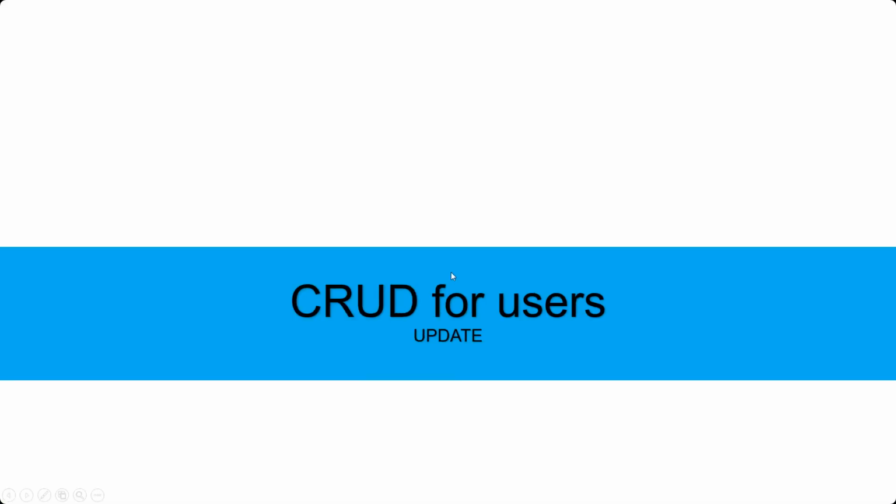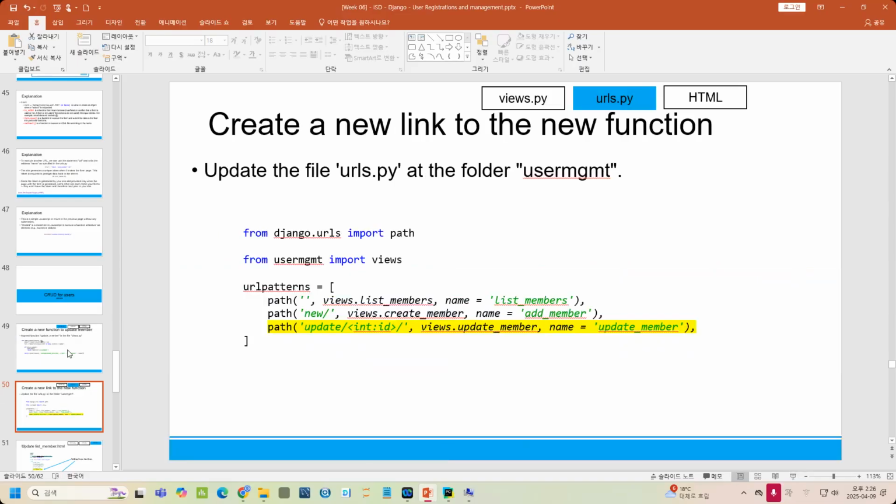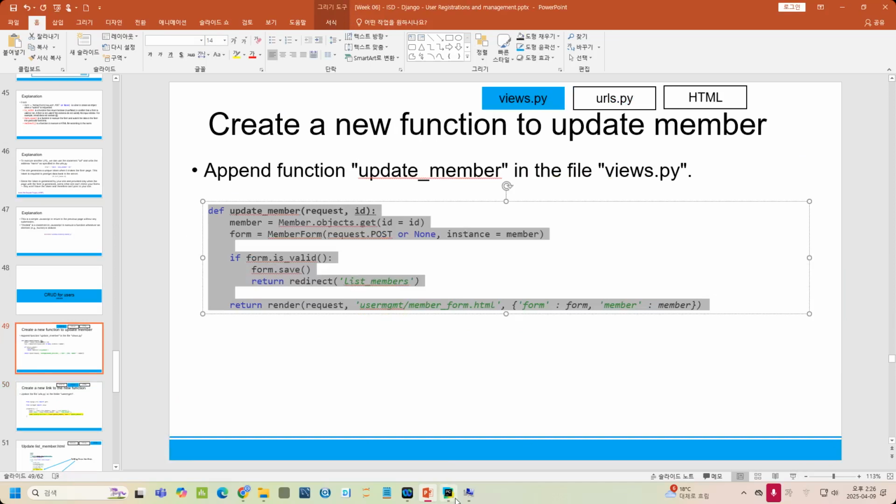The next part is about update. Update means if you have the data from the user, if you have the data from the member, and I want to change, I want to modify. Now let's make a function in the update member. Okay. So let me just copy and paste. I will explain the code later.